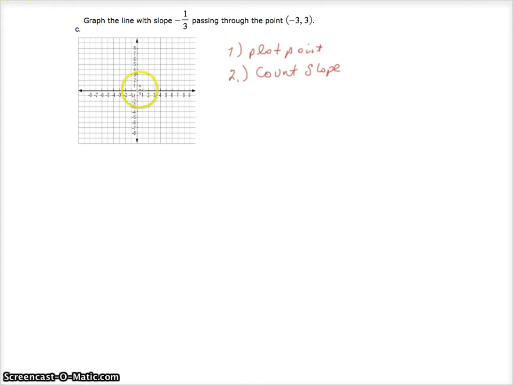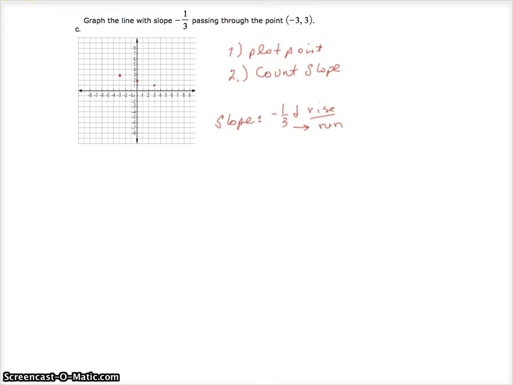Oops, it does not. Excuse me. My point is negative 3, up 3. Okay? And my slope is negative 1/3. So just remember that slope is rise over run. Since it's negative, it's going to rise downward, and it's going to run to the right. So I'm going to go down 1, right 3. I'm going to go down 1, right 3 more.